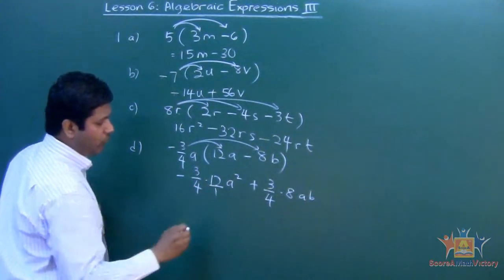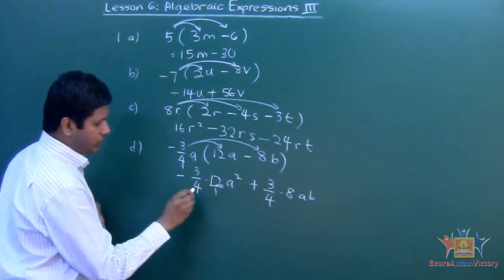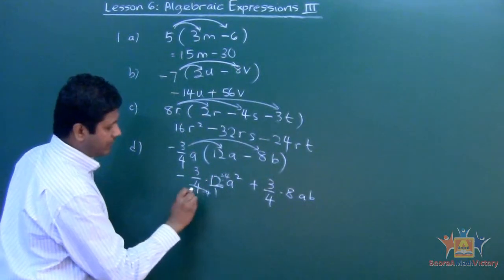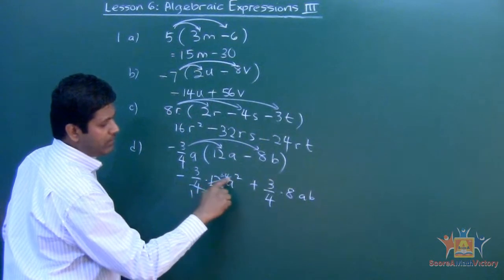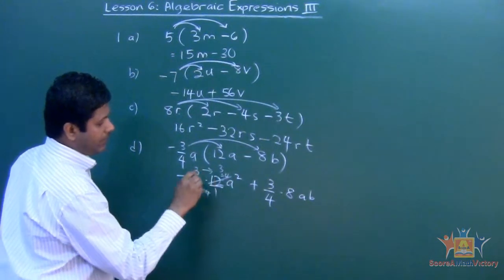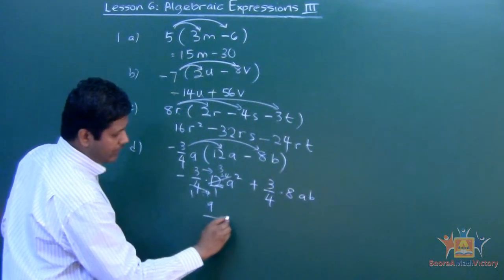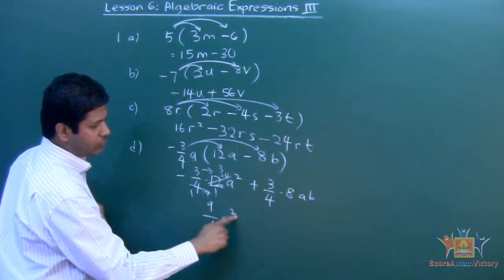Look, this is over 1. So I can divide this by 4, and I can divide this by 4. This becomes 1 and this becomes 12 divided by 4, 3. Double arrow method. 3 times 3 is 9. 1 times 1 is 1. A squared. 9 over 1 a squared.